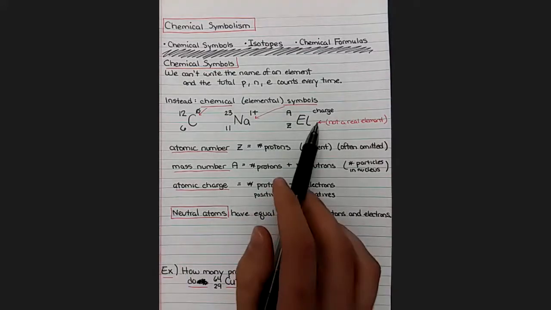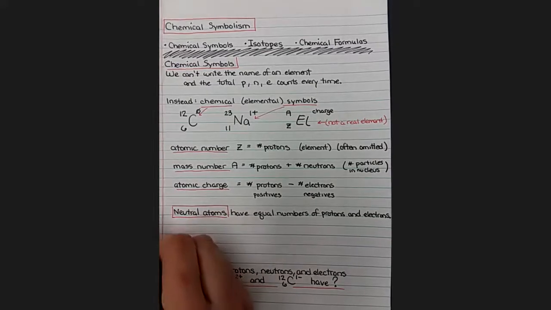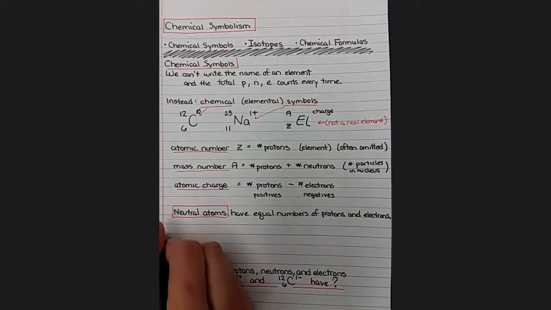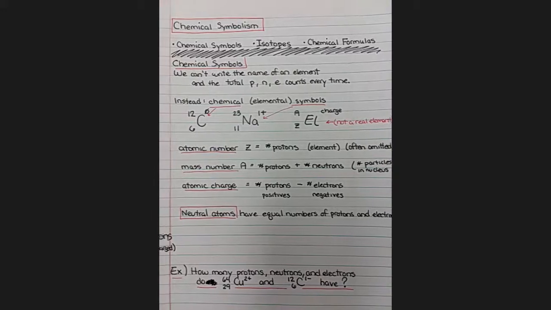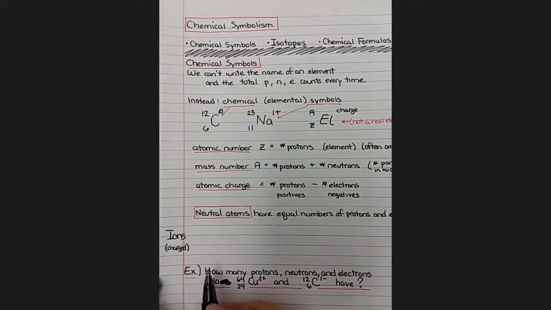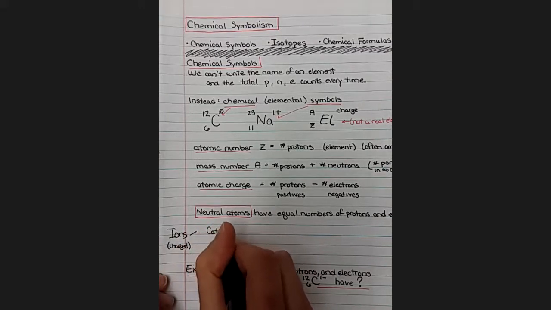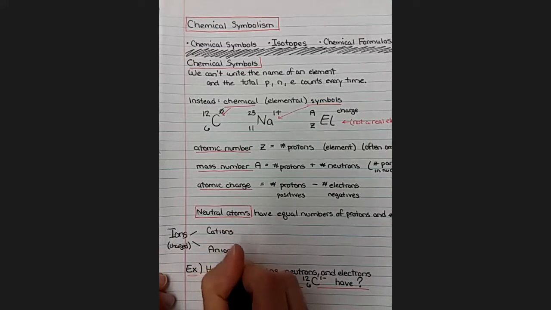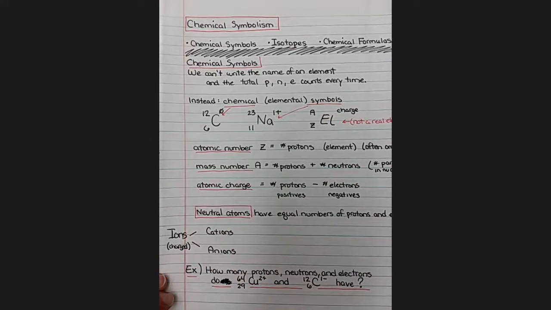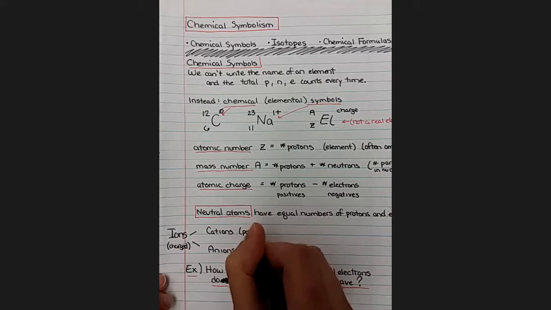But if there is a number in the charge position, that number can be a positive number or a negative number. And if there is a charge, the atom is called an ion because it has a charge. So charged atoms, if they have a positive charge, they are called cations. And if they have a negative charge, they are called anions. Good crossword puzzle words.